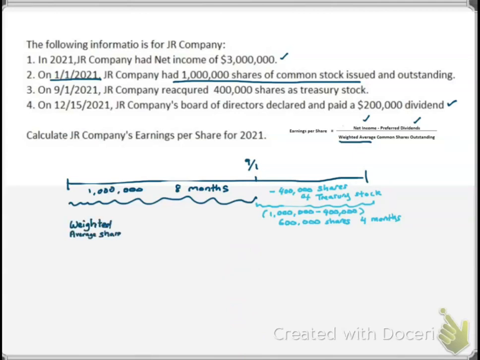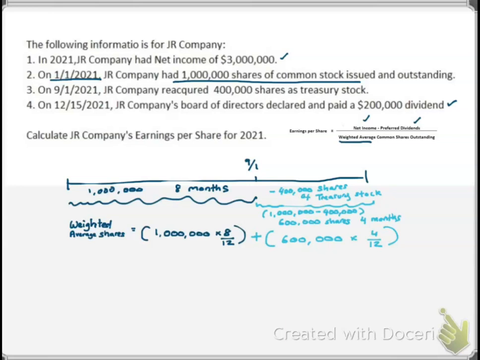So the weighted average common shares outstanding is equal to the 1 million shares multiplied by a fraction of 8/12. The 8 represents the number of months that they had a million shares, and the 12, of course, represents the number of months in a year. And then you would add how many shares they had for the rest of the period. So we know that for the rest of the 4 months, they only had 600,000 shares, and they had 600,000 shares for 4 of the 12 months.